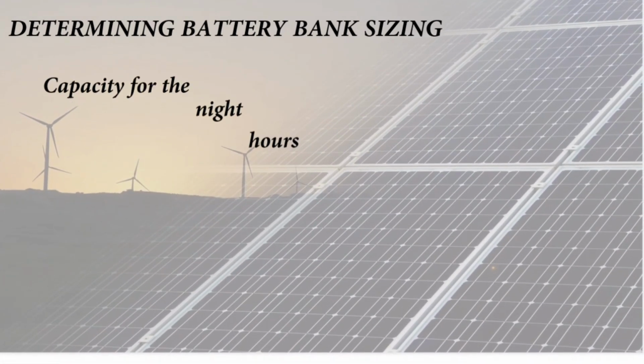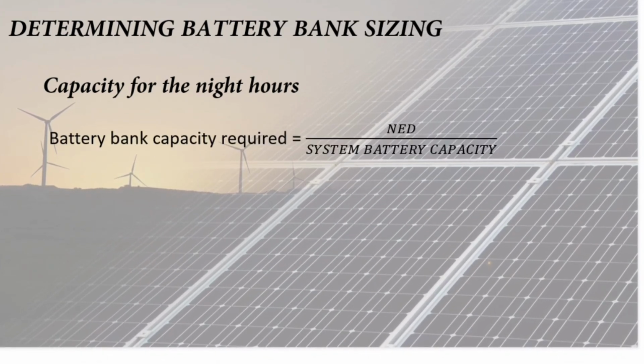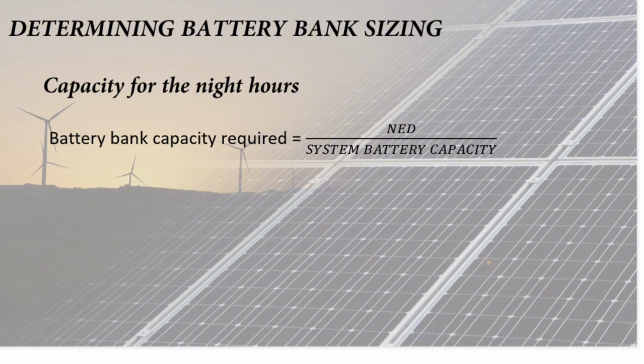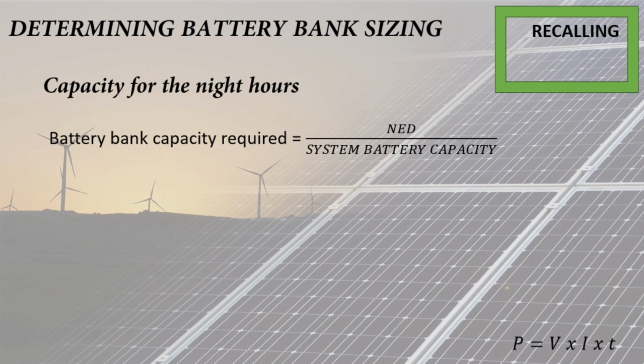The capacity of night hours can be calculated as night energy demand over system voltage. Since our system is above 5 kVA, we may use a 48 volt battery. So for context, to have those units of amps, we may recall that P is equal to voltage times current times time. By substituting those, we may achieve those units.